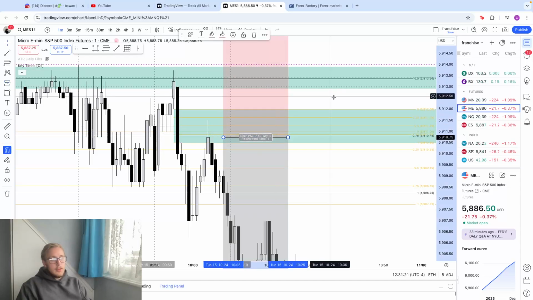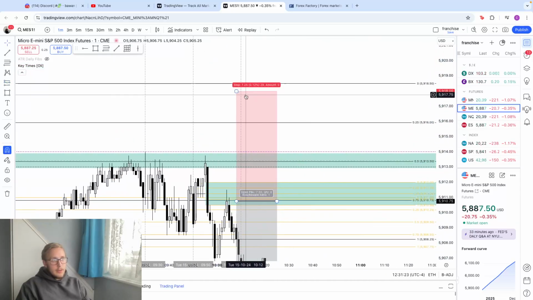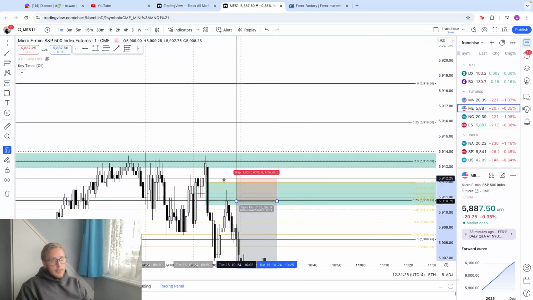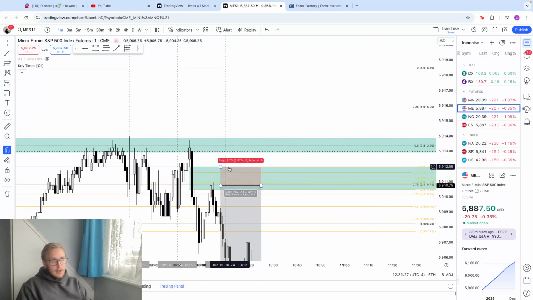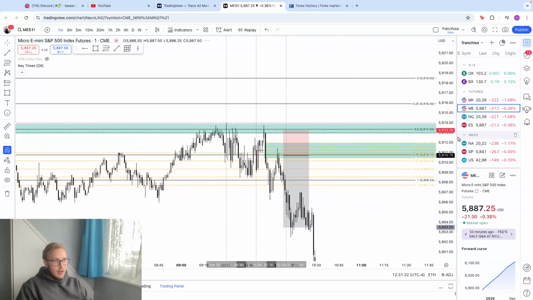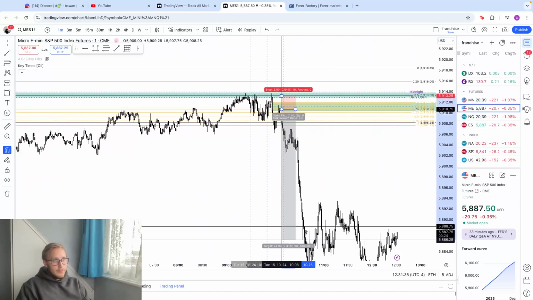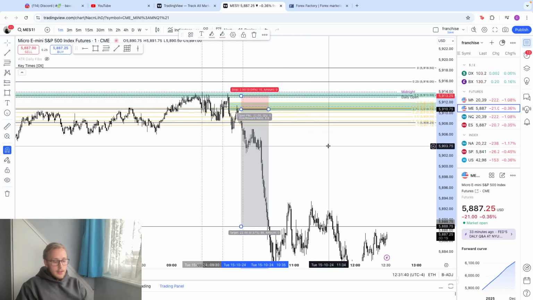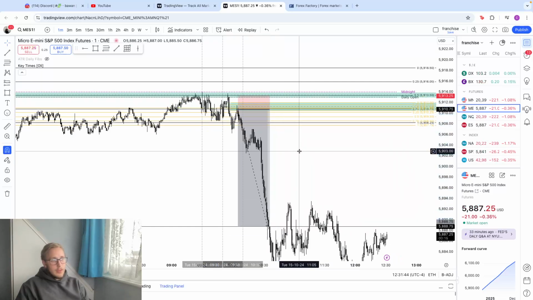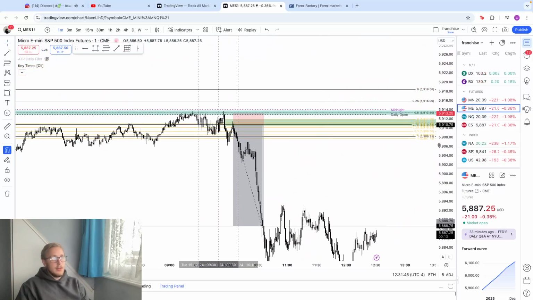We'll put it here. Stop would have been tiny because we've got a big fair value gap. You could have put it right there, 5 ticks, or you could have put it above, right there, and then 8.6R, just like that. Bang. So yeah, beautiful day to trade.